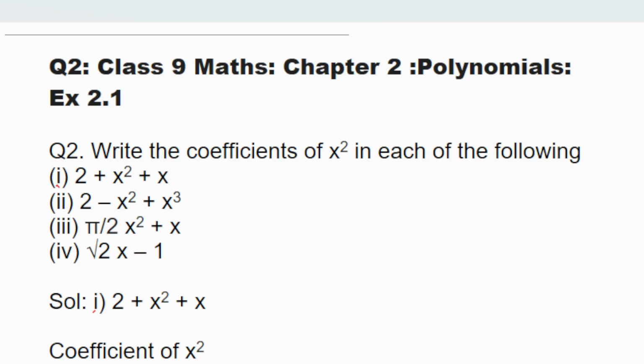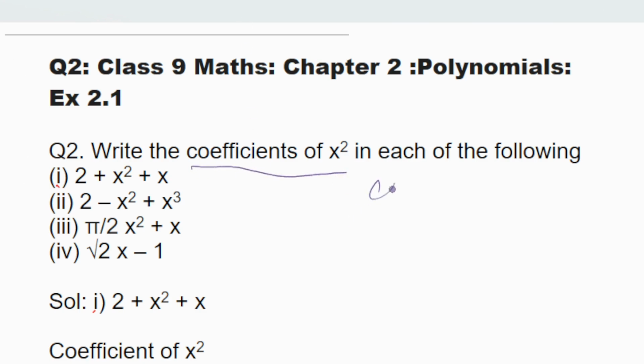Hello guys, welcome. So today again we'll start exercise 2.1, question number 2, chapter 2, class 9. Okay, so what is question number 2? Write the coefficients of x square in each of the following. Okay, what do I have to write? I have to write the coefficient of x square.